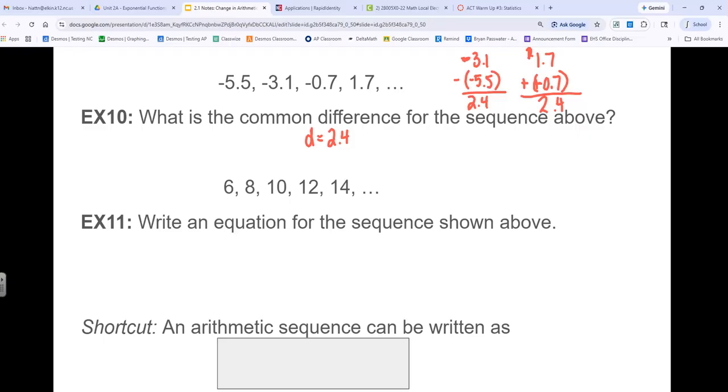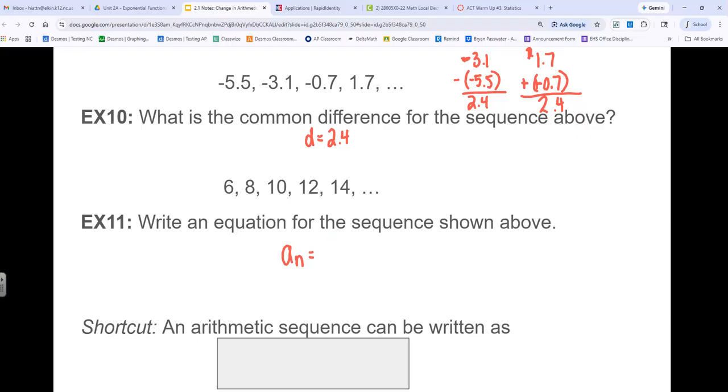For example 11, I've got 6, 8, 10, 12, 14. I can see that my common difference here is going to be 2, right? So that is a number that's being added each time. So when we want to write that as an explicit equation, I want a sub n equals, and then I want to have a formula here for this.